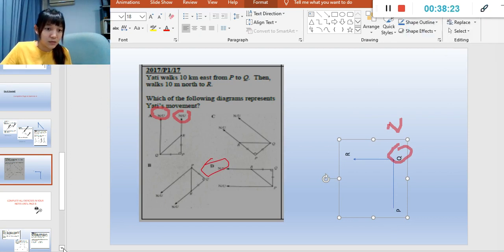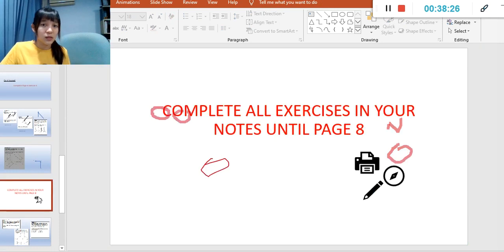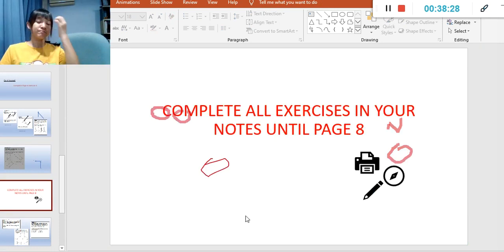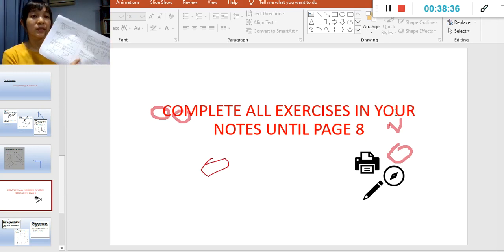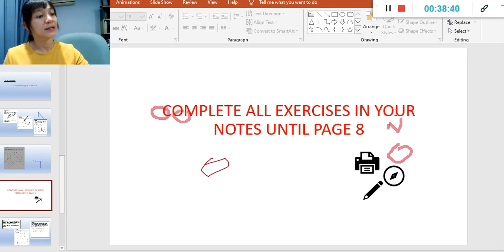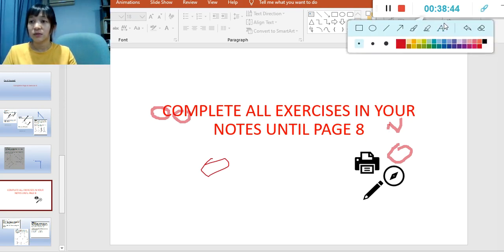Right? So now we go to the homework for this week. Complete all exercises in your notes until page 8. There are a few past year questions here. So you try them all and then maybe next week we are going to discuss it further. So this is all.